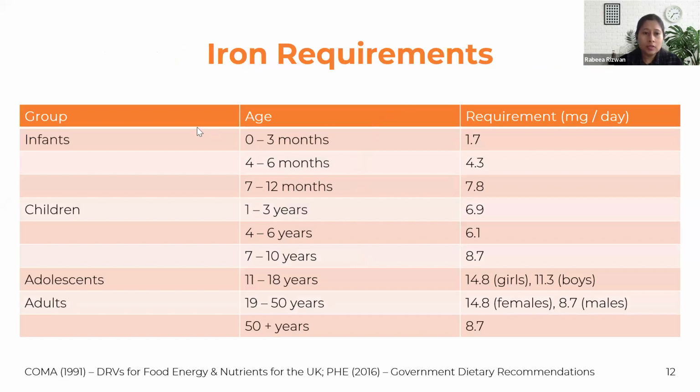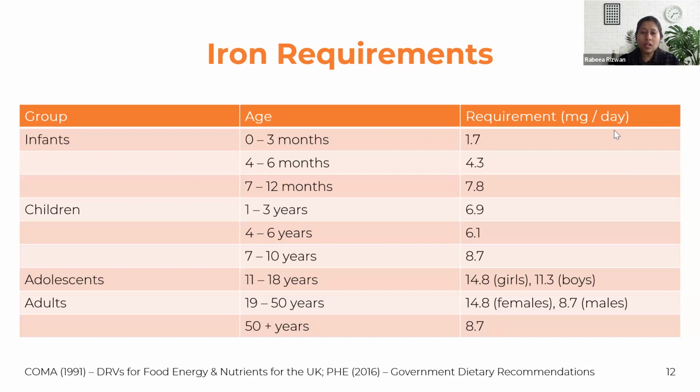Now, this table shows the daily requirement of iron according to age. You should know this in this module, and it will also help you if it comes up in your assessment. The daily requirement of iron in infants from 0 to 3 months up to 12 months of age is 1.7 to 7.8 milligrams per day, while in children from 1 year to 10 years, the requirement increases to 6.9 to 8.7 milligrams per day.